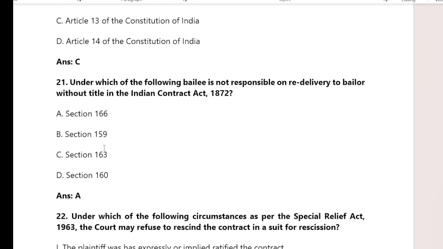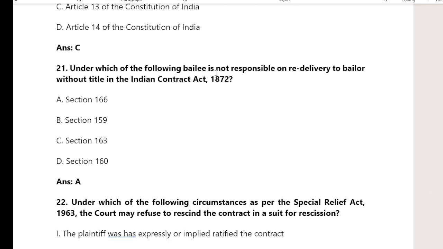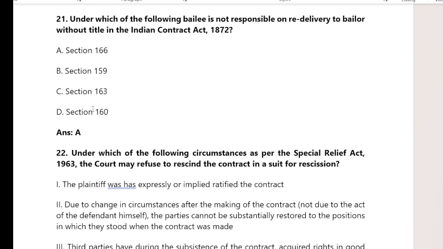And the next question is, under which of the following is a bailee not responsible in redelivery to bailor without title of the Indian Contract Act 1872? बोला under which of the following bailee is not responsible, कि कौन सी सेक्शन में वे जो है बेली रिस्पॉन्सिबल नहीं है रीडिलीवरी टू बेलर विदाउट टाइटल ऑफ इंडियन कॉन्ट्रैक्ट एक्ट 1872? Section 166, Section 159, Section 163, Section 160, and the right answer is option 166.